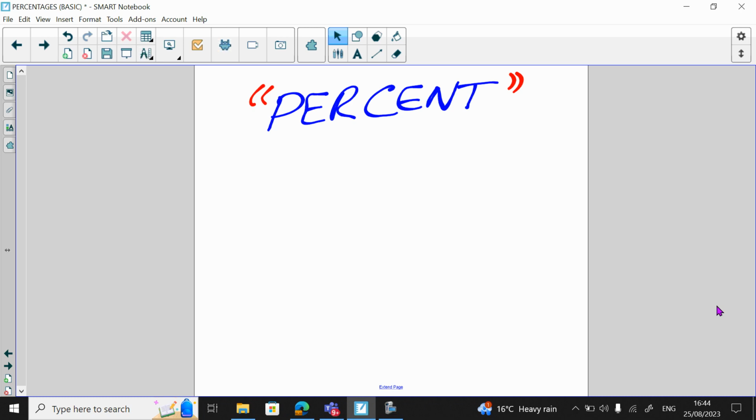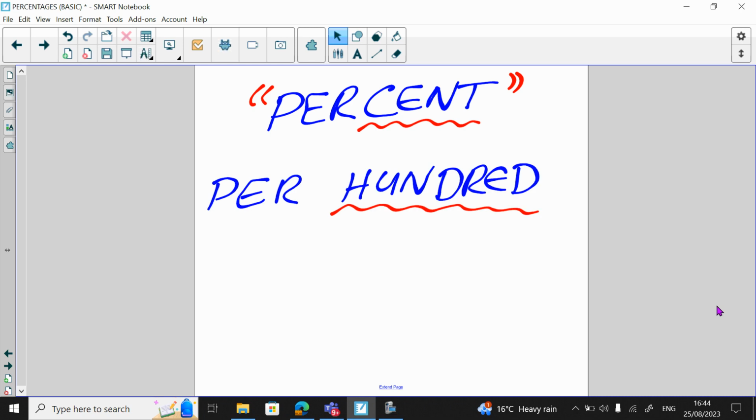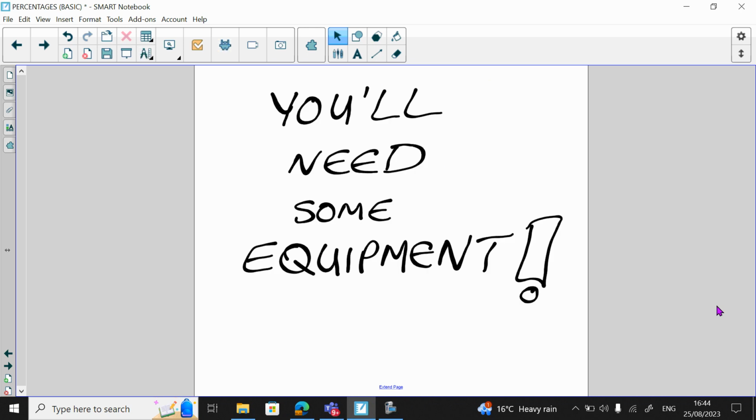They use the word percentage or percent. What does that mean to you? Percent means per 100, or part of 100.